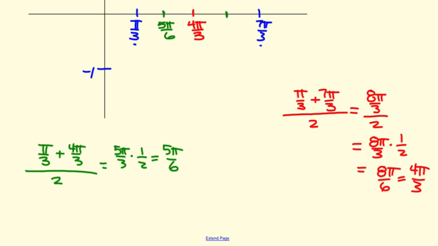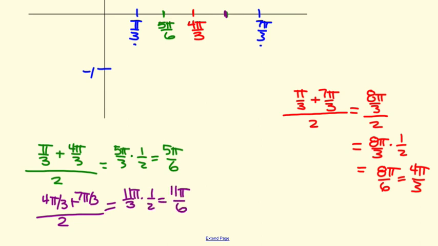Now we want to find the halfway point again, so let's put this in purple. So we're going to add 4 pi over 3 and 7 pi over 3, divided by 2. 4 pi over 3 plus 7 pi over 3 is 11 pi over 3. Divided by 2 is the same as multiplying by 1/2, so it's 11 pi over 6. Again, you got to be good with your fractions.